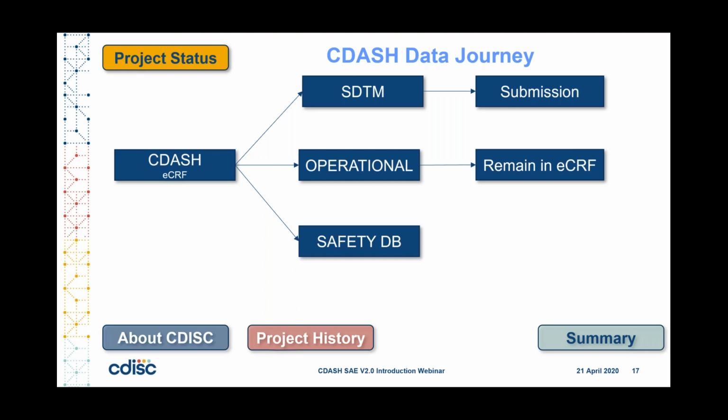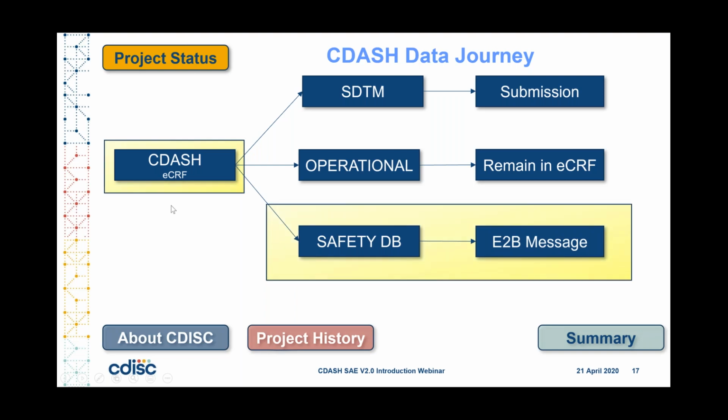But in theory, our release version 2 will be as extensive as possible in terms of additional Cdash data that can be collected that could potentially make its way through to a safety database and ultimately become part of an E2B message. So that's one of our key focuses. There is obviously some data collected in an ECRF that will also be sent to a safety database as well as to SDTM, of course, but there are those variables that will just be purely for transfer to a safety group.